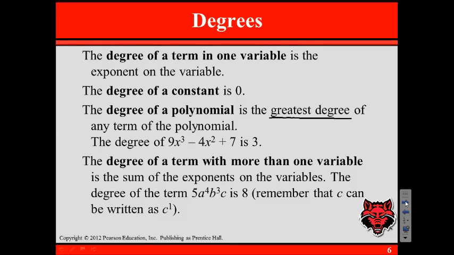For example, 9x cubed minus 4x squared plus 7, the largest exponent is 3, so the degree is 3. And in any situation where a term has more than one variable, the degree of that term is the sum of the exponents on those variables. For example, if we had 5a to the 4th b cubed c, we would add all the exponents, which would be 4 plus 3 plus 1, which is 8.